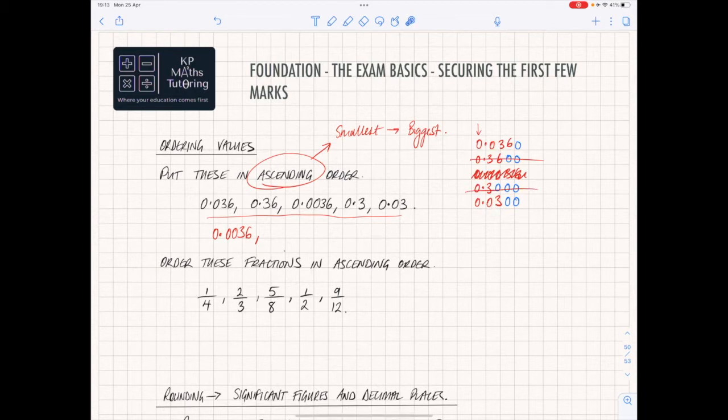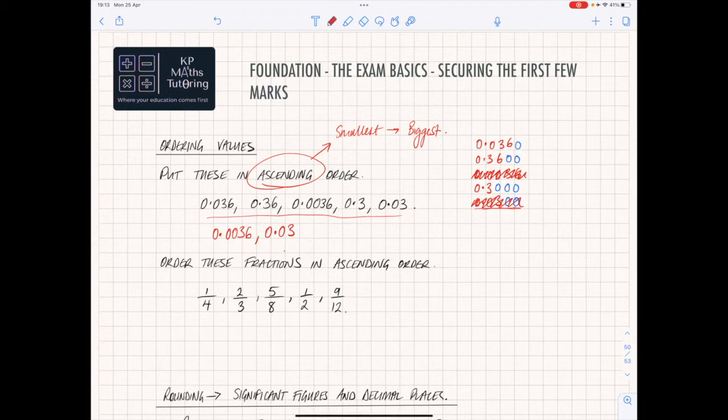Then I go to the next column here. What's smallest, that or that? Well, they're both the same. So I go to the next column. What's smallest, the 6 or this 0? And because I've got a 0 there that I made up, I know that this is the next smallest one. So it becomes 0.03, and I ignore those two blue zeros. Cross that one off because I've done it now.